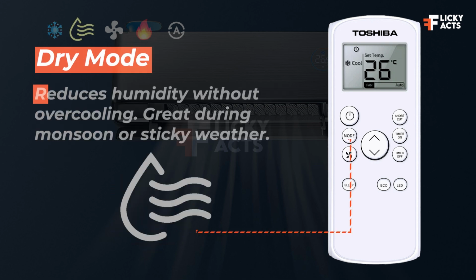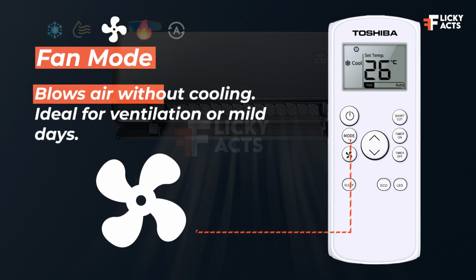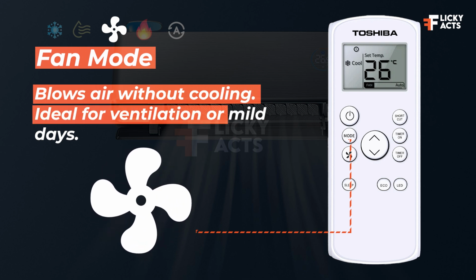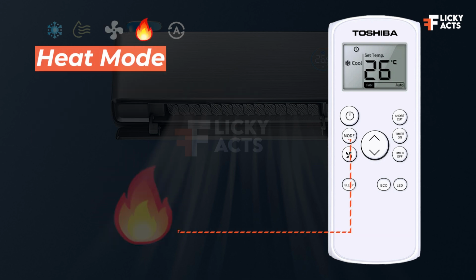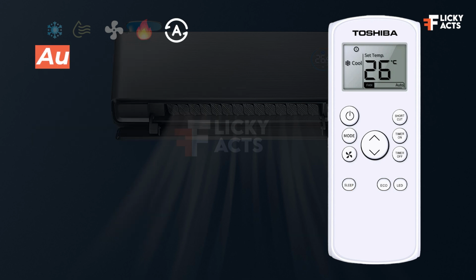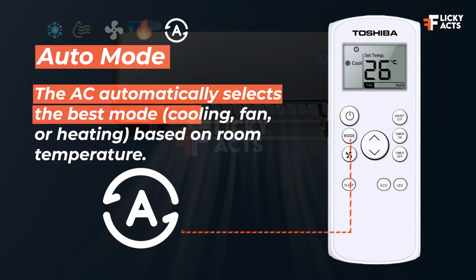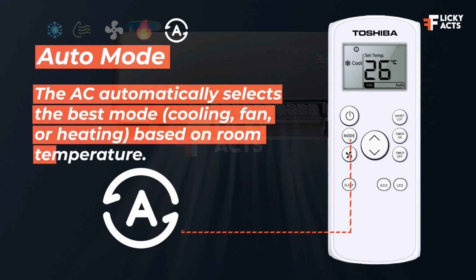Dry mode reduces humidity without overcooling. Great during monsoon or sticky weather. Fan mode blows air without cooling. Ideal for ventilation or mild days. Heat mode. It warms up the room by blowing hot air, perfect for chilly winter days. Auto mode. The AC automatically selects the best mode, cooling, fan, or heating, based on room temperature.